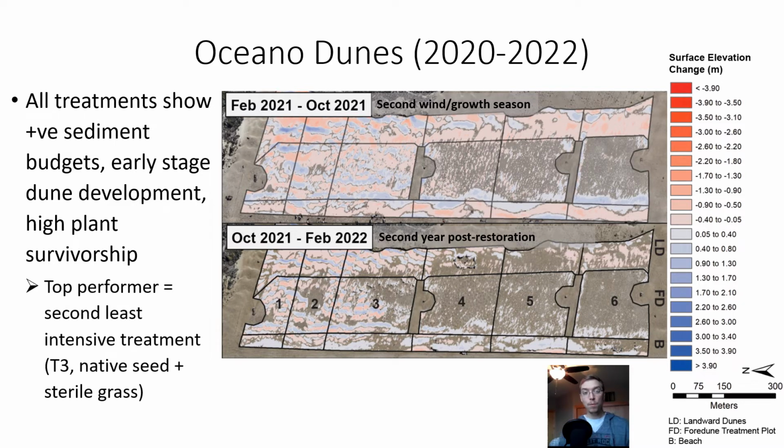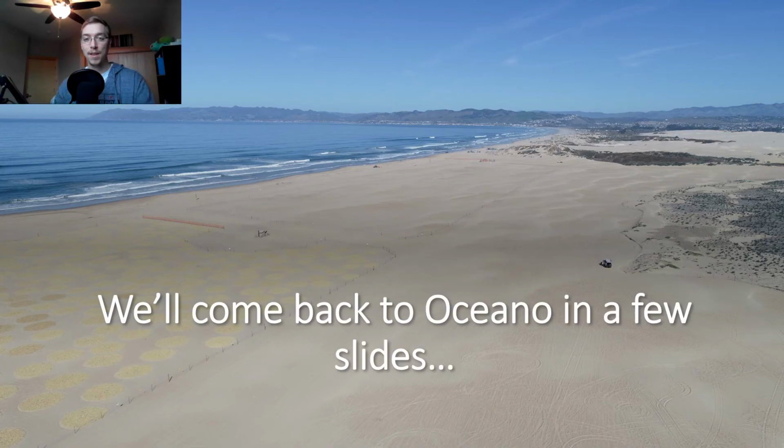The top performer was the second least intensive treatment. So our third treatment plot, T3, which was just native seed and sterile grass, it was the second least intensive, but it was the absolute best performer. So we'll get back to that in a few slides. And we'll actually come back to Oceano in just a few slides, but let's take one more quick diversion a little bit closer to home.